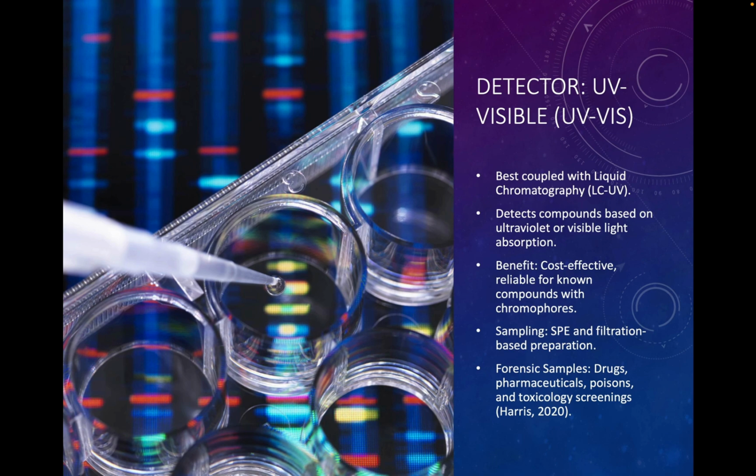Detector: UV visible, or UV-VIS. The UV visible detector is most commonly paired with liquid chromatography. I read that UV-VIS detection is widely used because it's cost effective, again one of the major points, and reliable for known compounds that absorb ultraviolet and visible light. Sample prep usually involves SPE and filtration. This combination is commonly used in forensic drug analysis, like pharmaceutical testing, poison identification, and toxicology screening. UV-VIS is also a great screening tool because it allows labs to process high volumes of samples quickly while still maintaining acceptable accuracy.